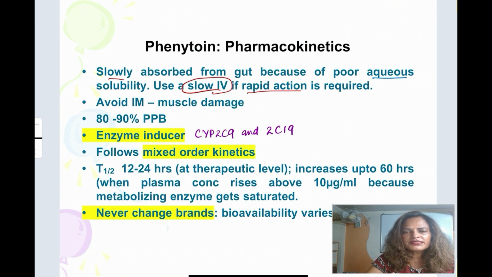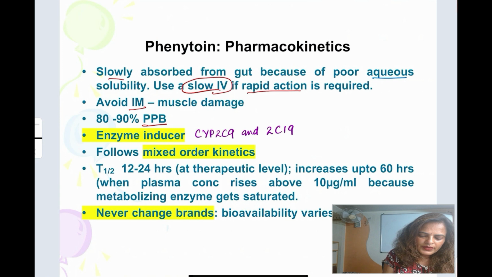Once the veins are damaged, it can even cause thrombophlebitis, and if you are giving it by IM route, and there is any slight leakage or extravasation, that is going to cause muscle damage. Then it is highly bound to plasma protein, 80 to 90%. This is going to give drug interactions.